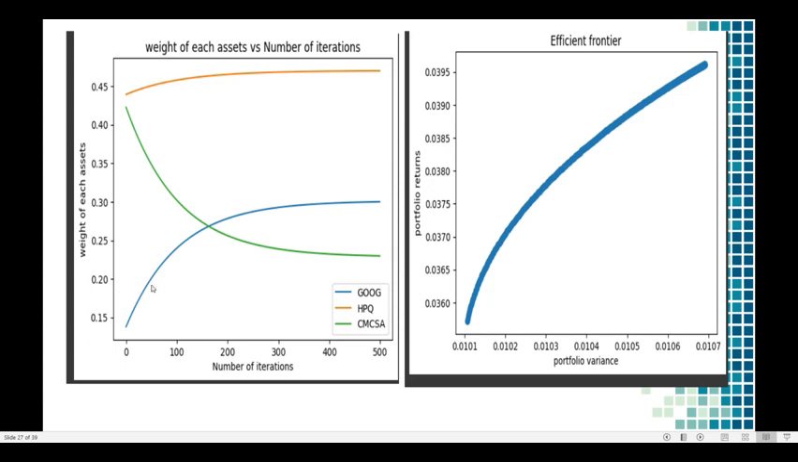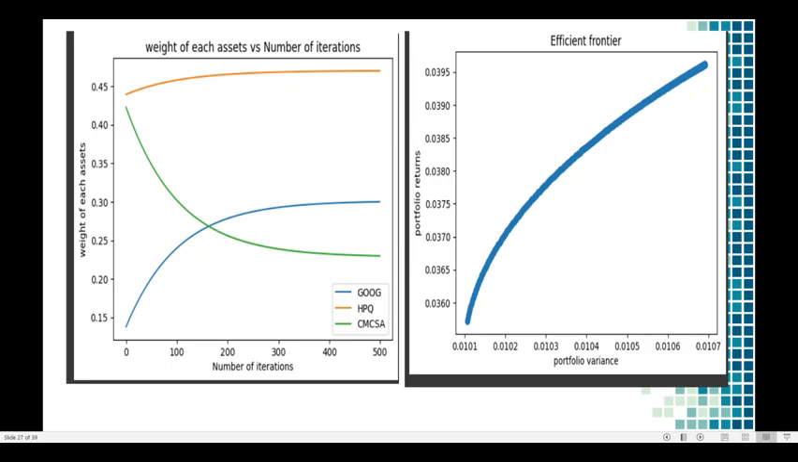And then next is the efficient frontier. As we discussed, the efficient frontier means the plot between the return versus variance. This helps us to choose the stock. We will also discuss this much more deeply in upcoming slides.